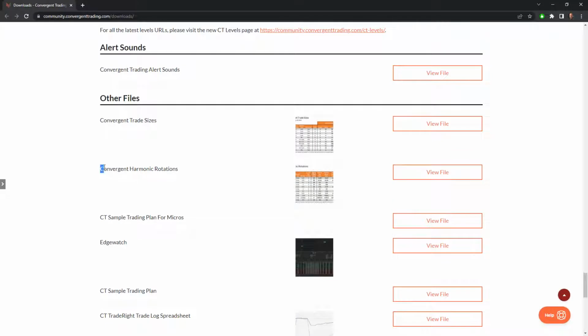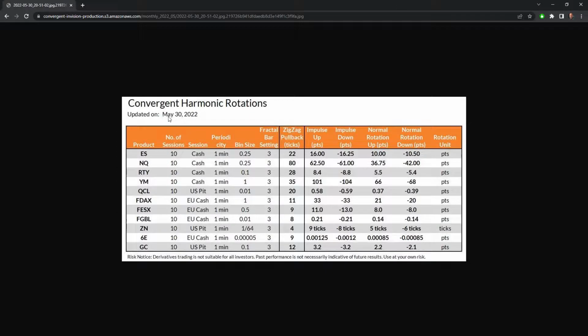And one of the charts is the convergent harmonic rotations. That's updated by me every Sunday. So May 30th, that was a Sunday. And it'll show here the pullback zigzag, statistically speaking, is 22 ticks. Let's not get too bogged down with how the 22 ticks came up, but it came up statistically. We can see the impulse is 16 points for the ES, 62.5 for the NASDAQ, 8.4 for the Russell, and so on.